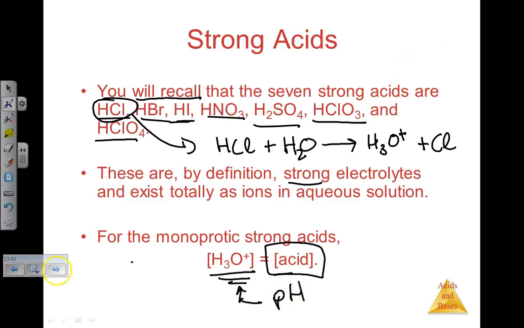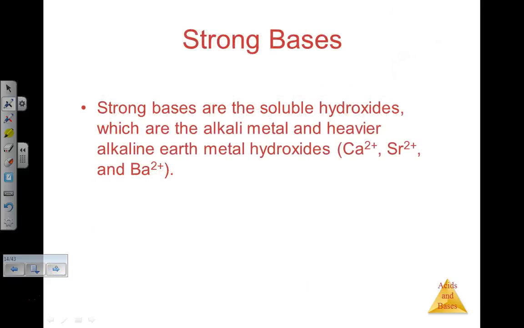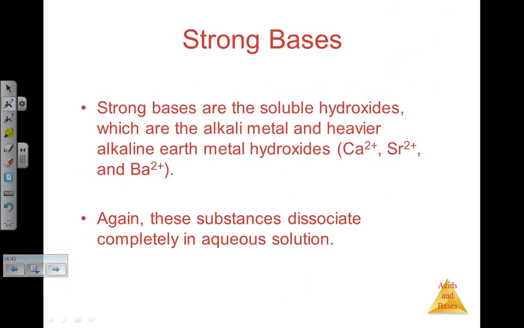Okay? Now, just like there's strong acids, there are strong bases. And I wish that I had a way for you to know these. I guess there is a little bit of a pattern. They're all the alkali metals, like lithium and potassium and on down to rubidium. You can go down the line. And some of the heavier alkaline earth metals like calcium, strontium, and barium. Okay, all of those hydroxides are strong bases. There's 8 of them if you count them all up.